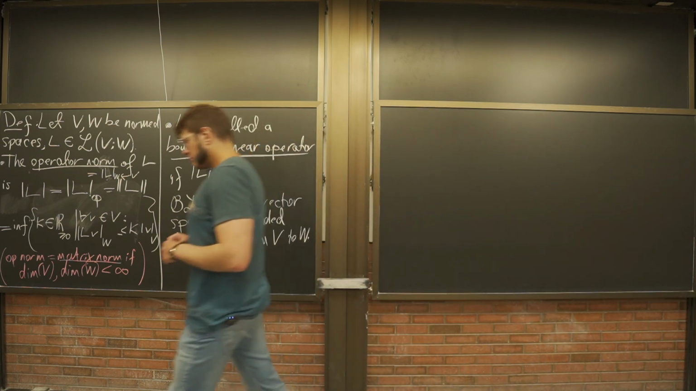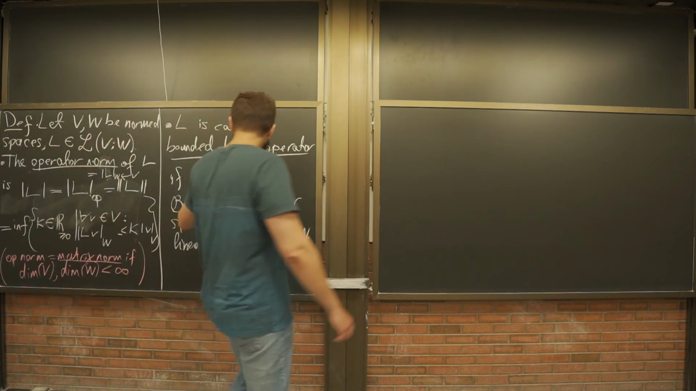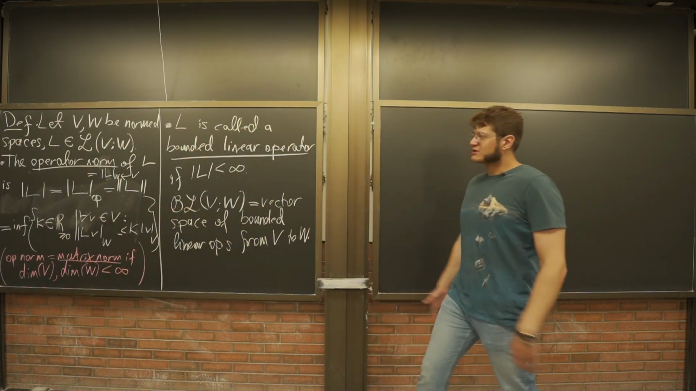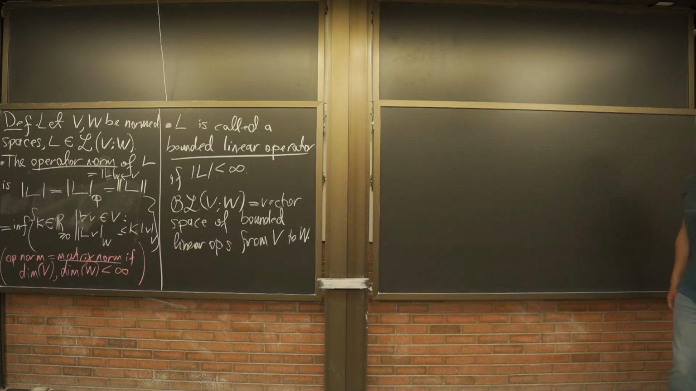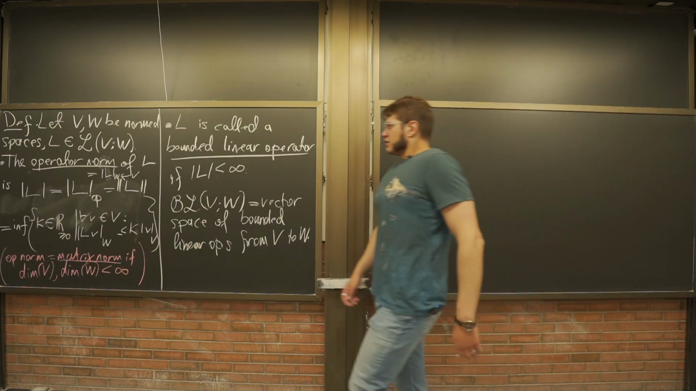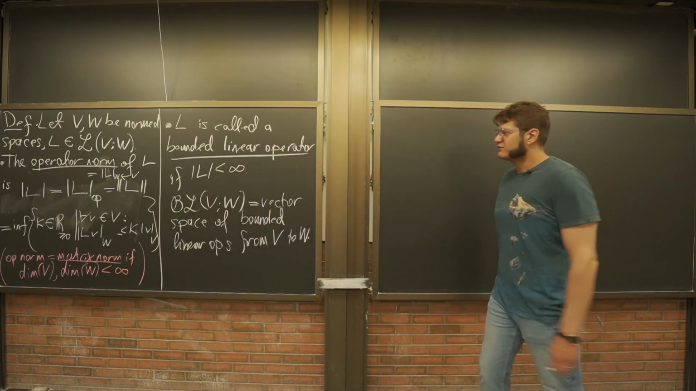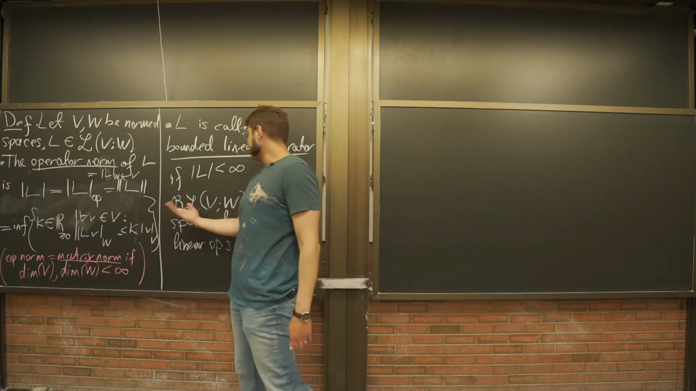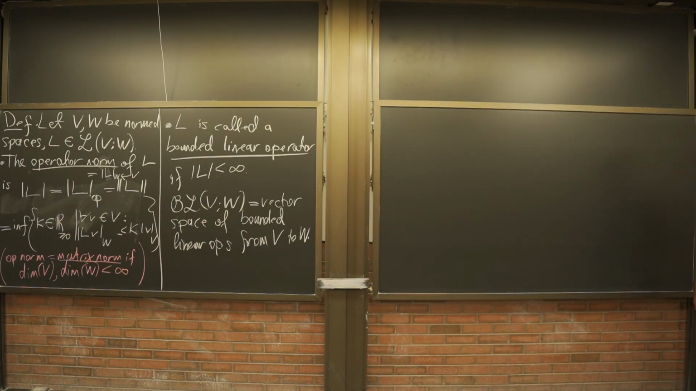These turn out to be very useful, essential in quantum mechanics and stuff. We're not going to use these unbounded operators. We're going to only use bounded operators as far as I can see in this class, but still. That's why people specify bounded linear operators. And I'm going to denote BL(V, W) to be the vector space of bounded linear operators from V to W.